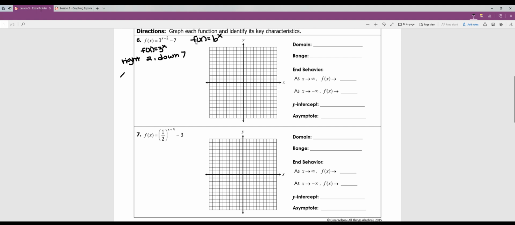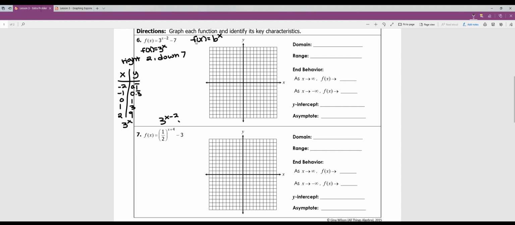So let's first find a couple points for our parent function by making our little t-chart here with our values. So this is for our parent function. Now if I plug in -2 for x, I'm going to get 0.1 repeating. If I plug in -1, I'm going to get about 0.3 repeating. If I plug in 0, I get 1. Plug in 1, I get 3. Plug in 2, I get 9. So that was our parent function.